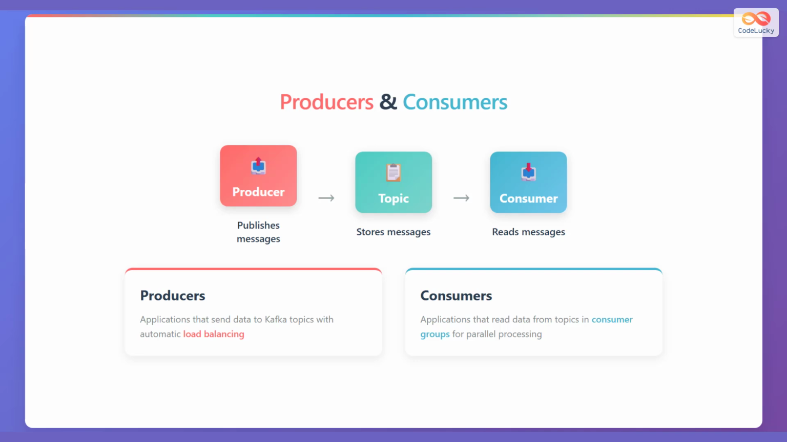Kafka has two essential components: producers and consumers. Producers are applications that send data to Kafka topics. Kafka handles load balancing automatically, ensuring efficient distribution of messages. Consumers, on the other hand, are applications that read data from topics. Consumers often organize themselves into consumer groups for parallel processing, allowing multiple consumers to work together to process data from a topic.